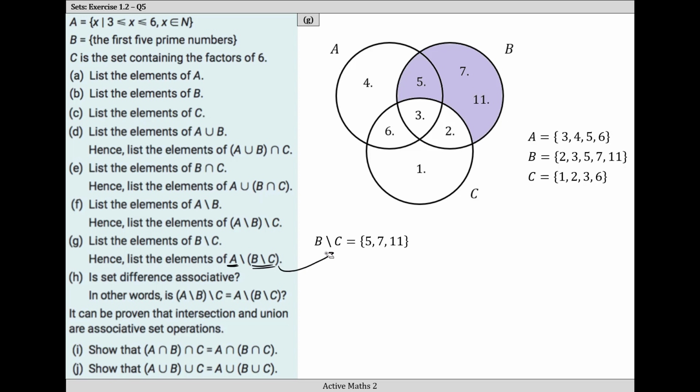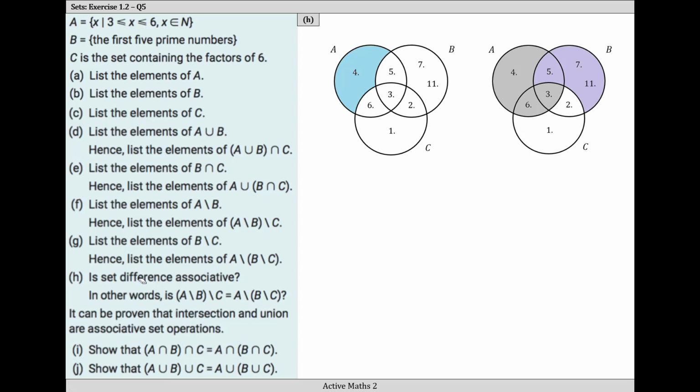So I'm just going to take note of that purple piece. What would be in circle A if I wasn't allowed to include anything in B without C? Now B without C is the purple piece. So what's in circle A without the purple piece? Well, it's going to be 3, 4, and 6. And again, keep that in mind when we go to do part H, which is the next part. Okay, so in part H then they ask us, is set difference associative?